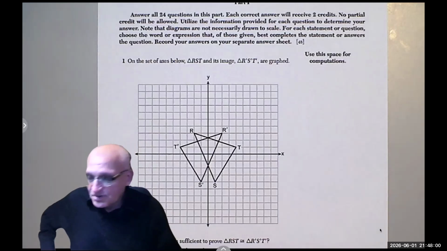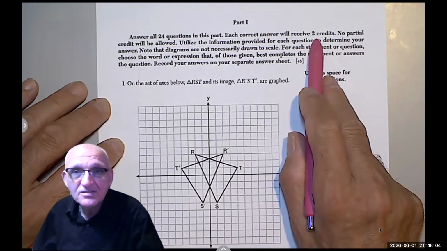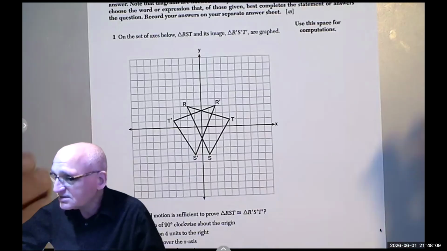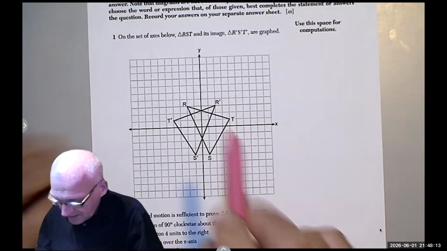The first part, as you know, is 24 multiple choice questions. Each one is worth 2 credits. So let's get down to business and start right away. We have problem number 1.